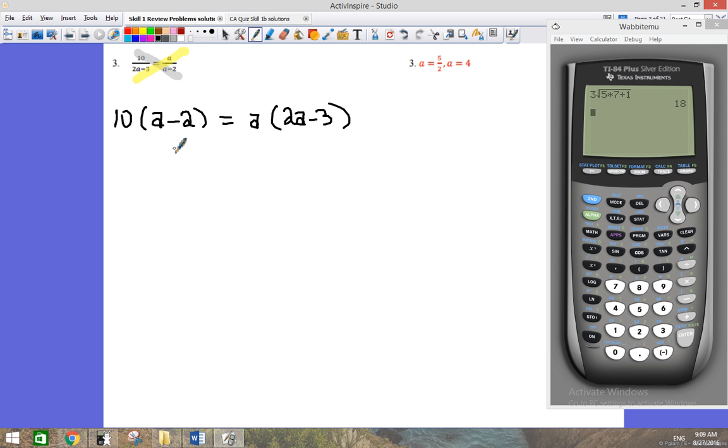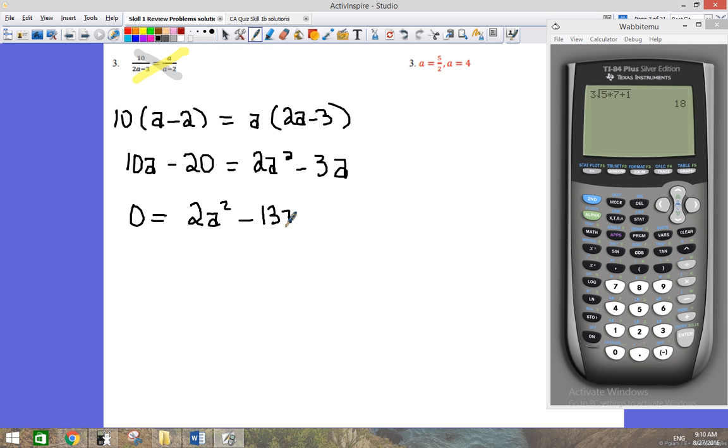So if I distribute that, what do I get? I get 10a minus 20, and 2a squared minus 3a, and I have a quadratic equation. Let's get it in standard form. We've got 2a squared minus 13a plus 20. You can always use the quadratic formula, but I believe this will factor.